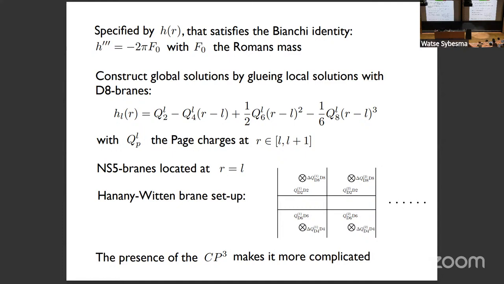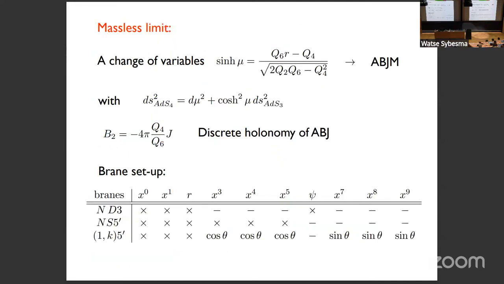So based on what I told you, we have in the R direction the NS5 branes, which are these vertical lines. Then looking at the fluxes, we know as well that we have the D2s and the D6s that are stretched between the NS5 branes. The number of them depends on the interval, so it changes as we are moving in R. And then we also have perpendicular D4 and D8 branes. But of course, this cannot be the whole story because we have a CP3 in our internal space, and this makes things much more complicated. So let's then decide to take the massless limit and see what we have there.